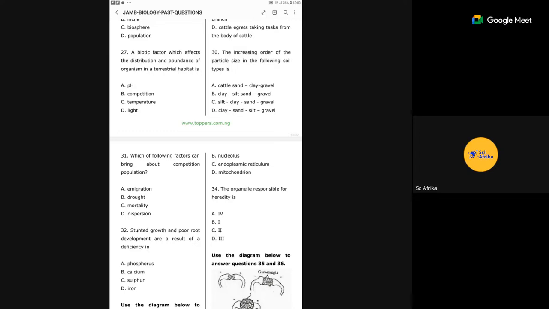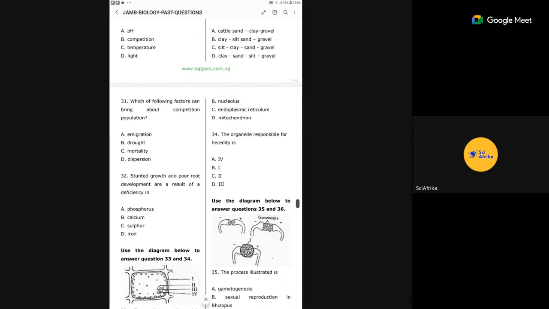Drought is a period of little or no rainfall. When there's no rainfall, there won't be vegetation. So when there's no vegetation, what happens? Organisms begin to struggle among themselves for the remaining ones. So the answer is drought. 32 is talking about stunted growth.